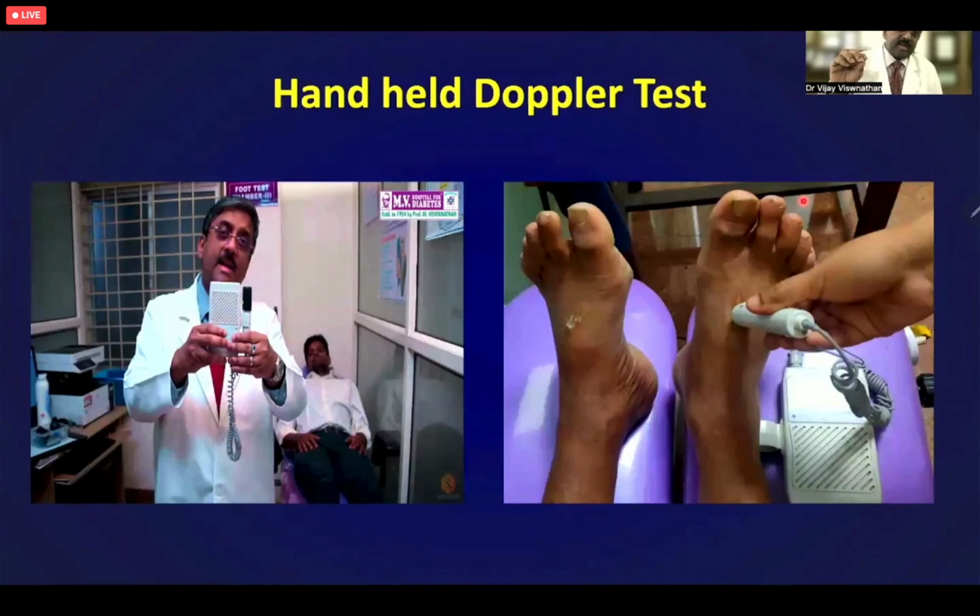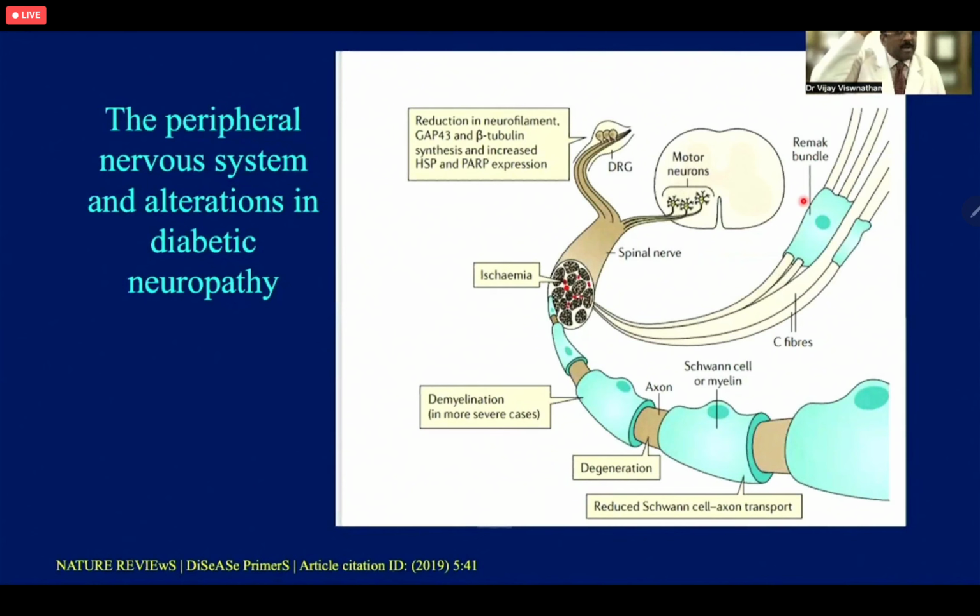On diabetic neuropathy, this is an article which I wrote along with my neurology colleagues from UK and USA. We wrote this in Nature Reviews, and we showed that neuropathy is very common and is one of the commonest causes of diabetic foot ulceration all over the world. There is demyelination and there is axonal degeneration. You can see here the demyelination and also the axonal degeneration, which occurs in people with diabetes.